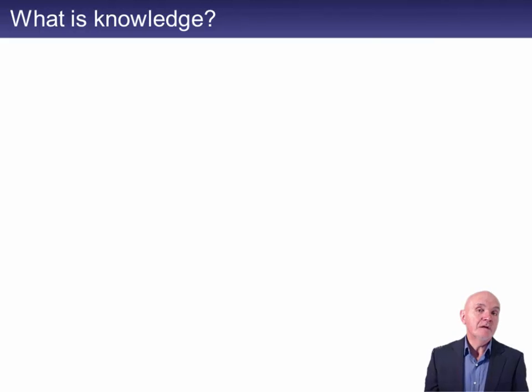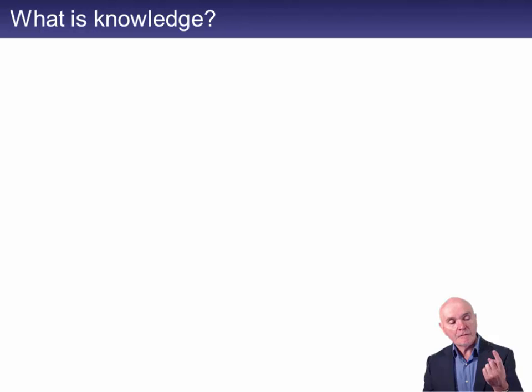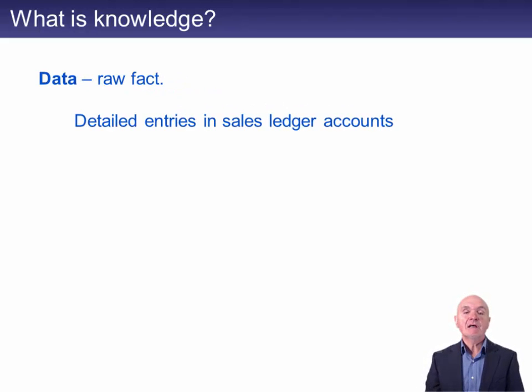We're now going to look at the chapter on data, information, knowledge, and information technology. First of all, what is meant by the terms data, information, and knowledge? The first one we can look at is data, and this is a raw fact.